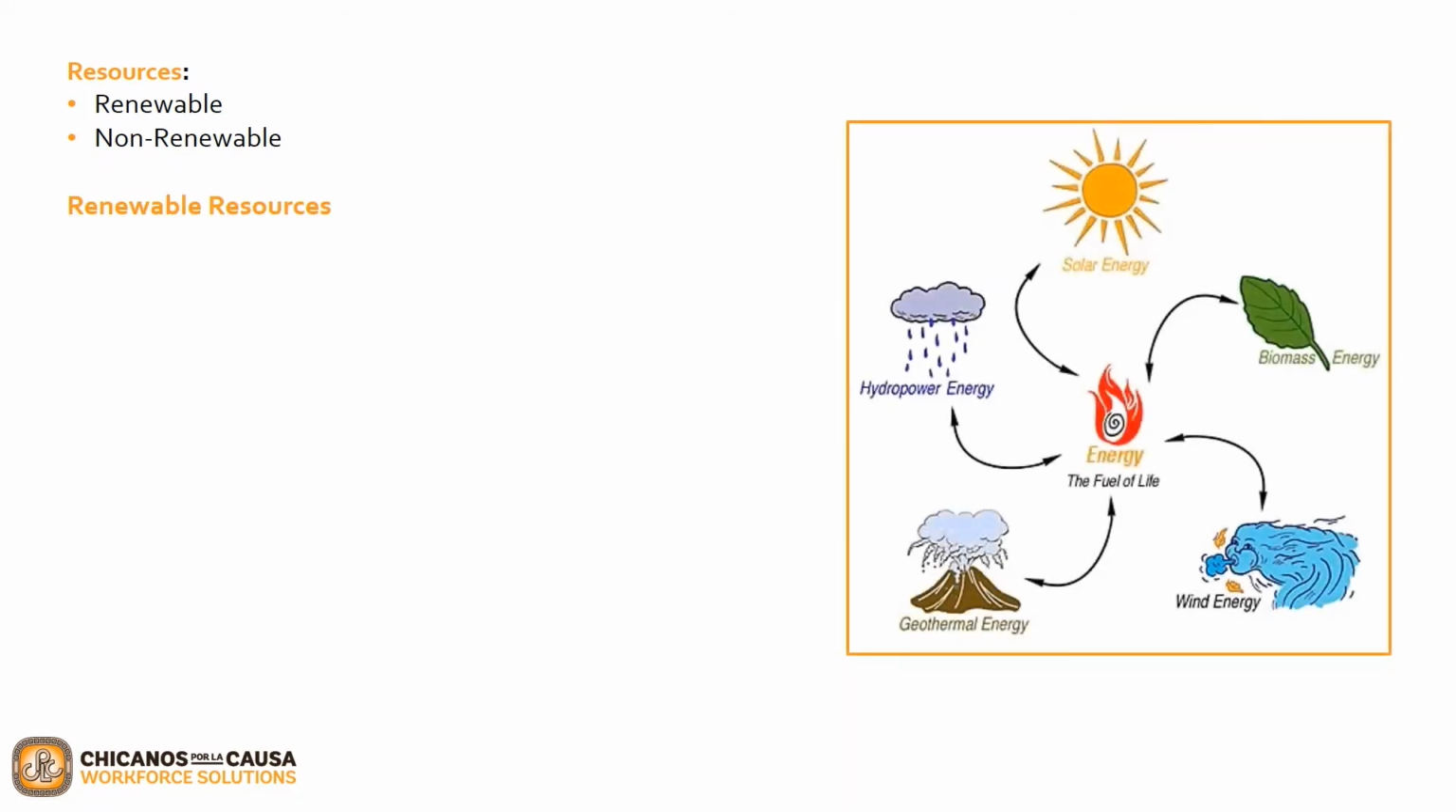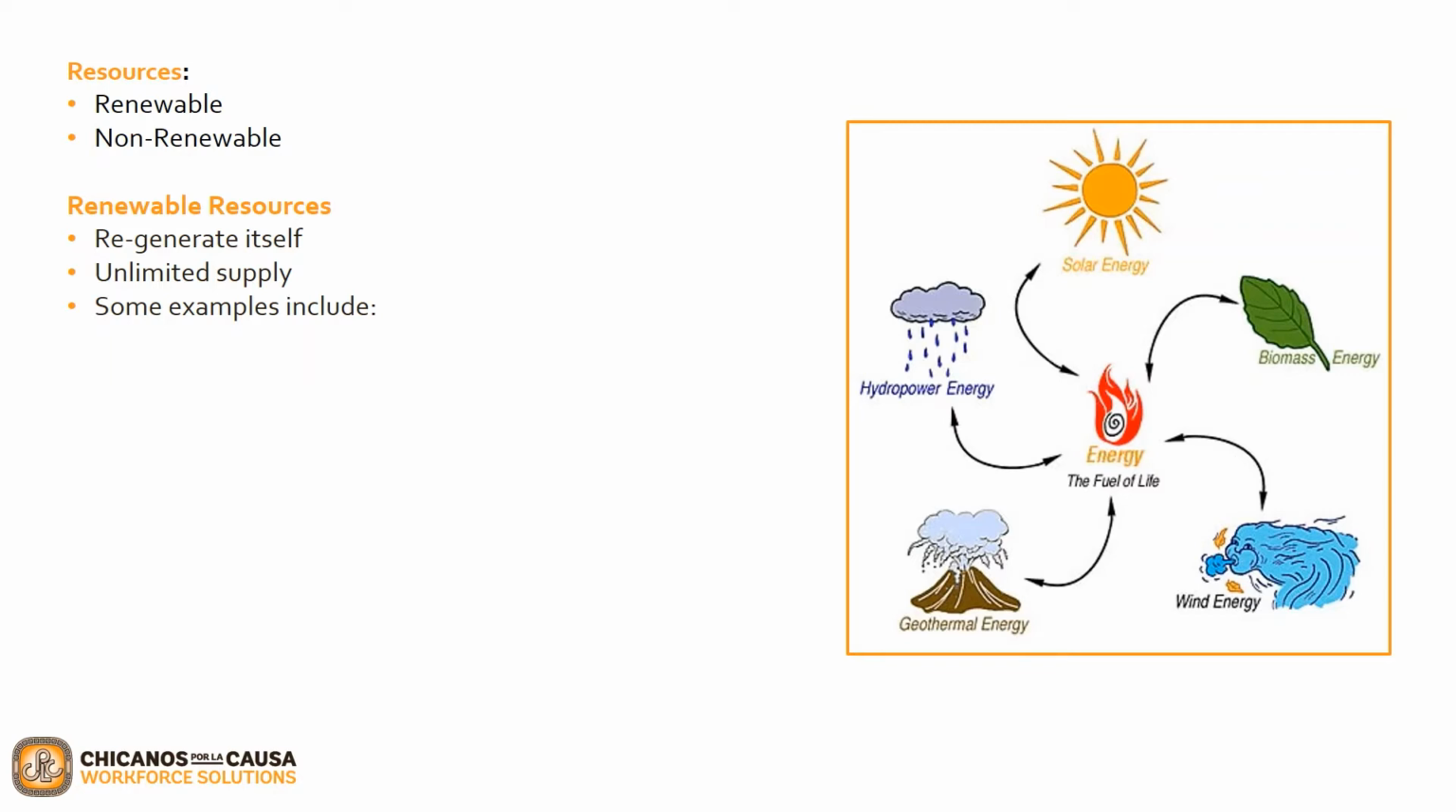A renewable resource is a resource that is able to regenerate itself or be made again. In other words, there is an unlimited supply of it. A great example of a renewable resource is solar energy because it is energy that is generated from the sun. We know that the sun will always be there and won't go away.